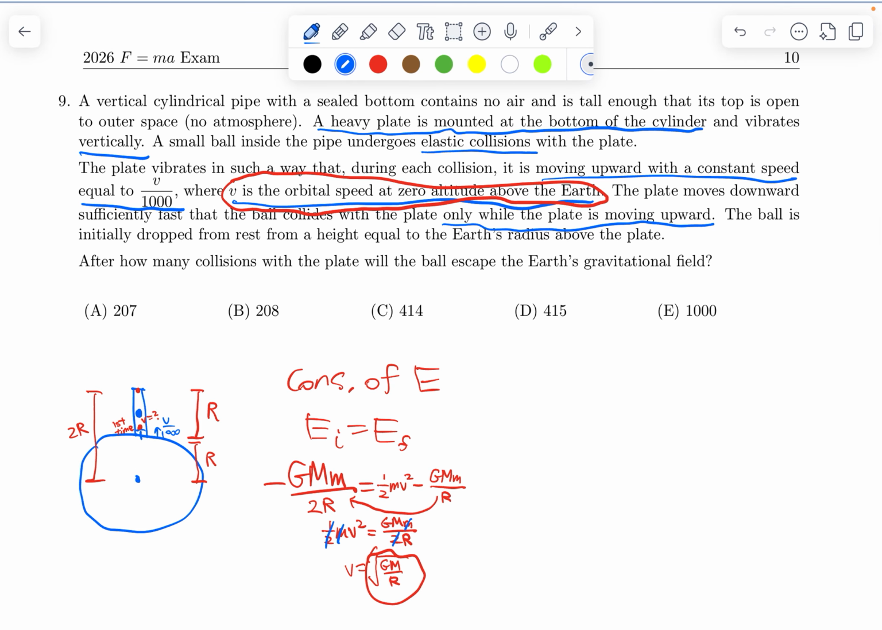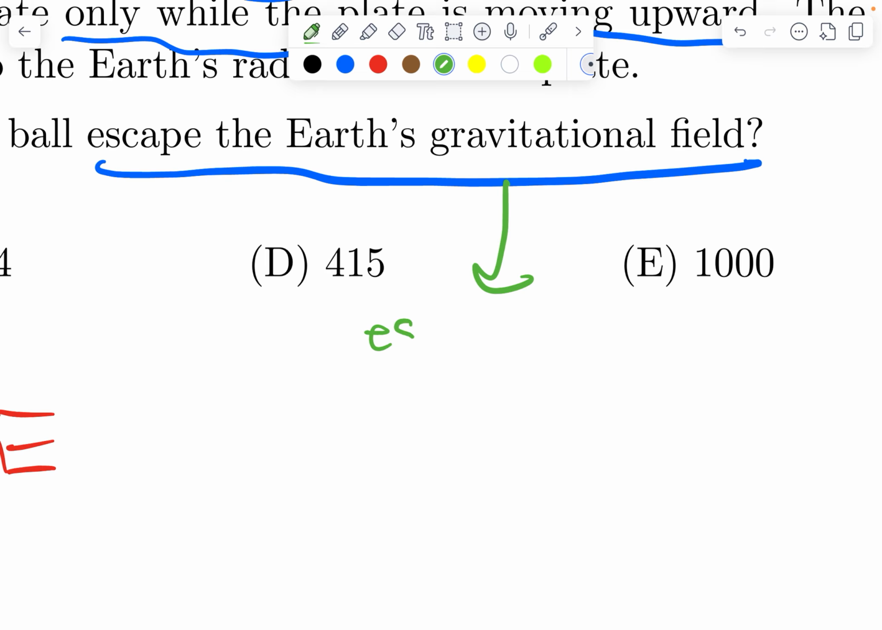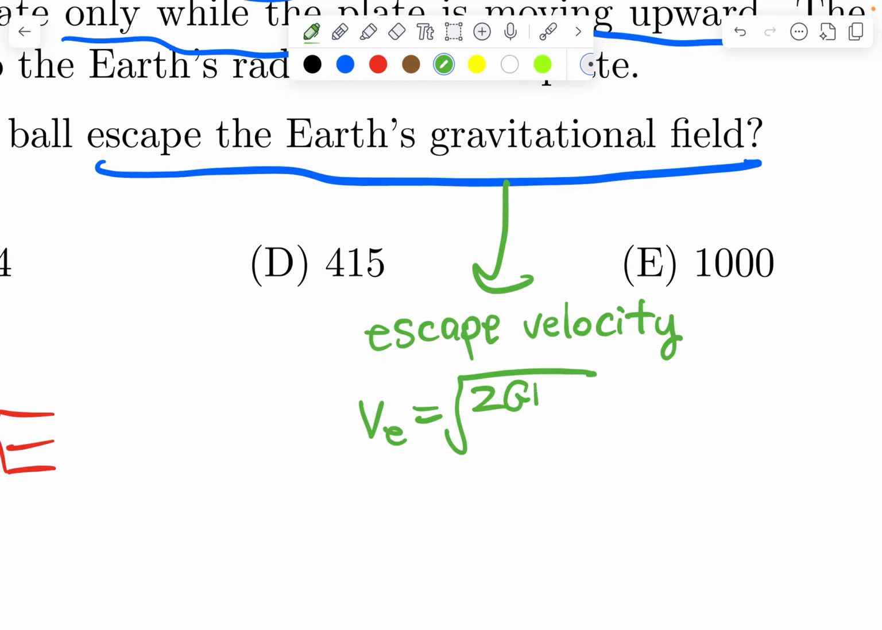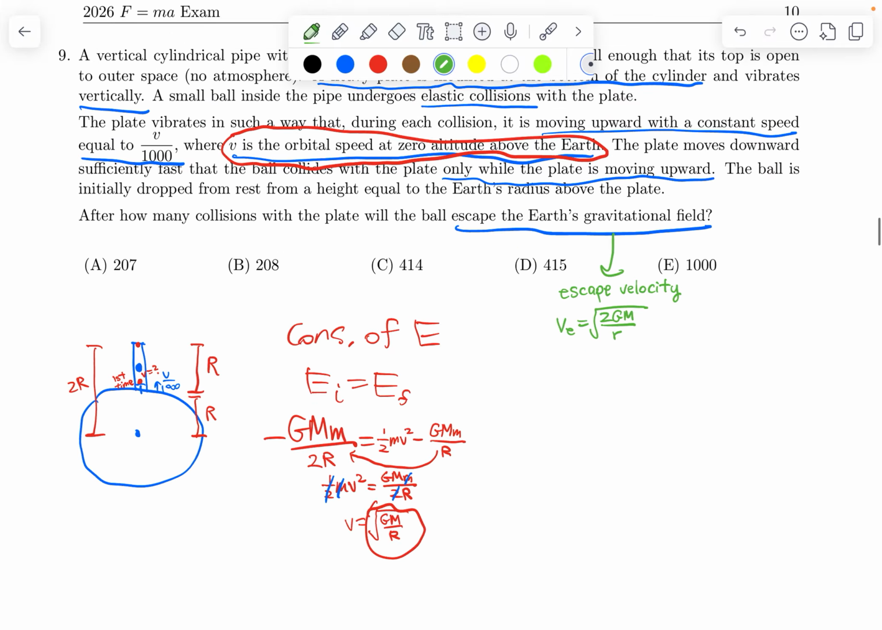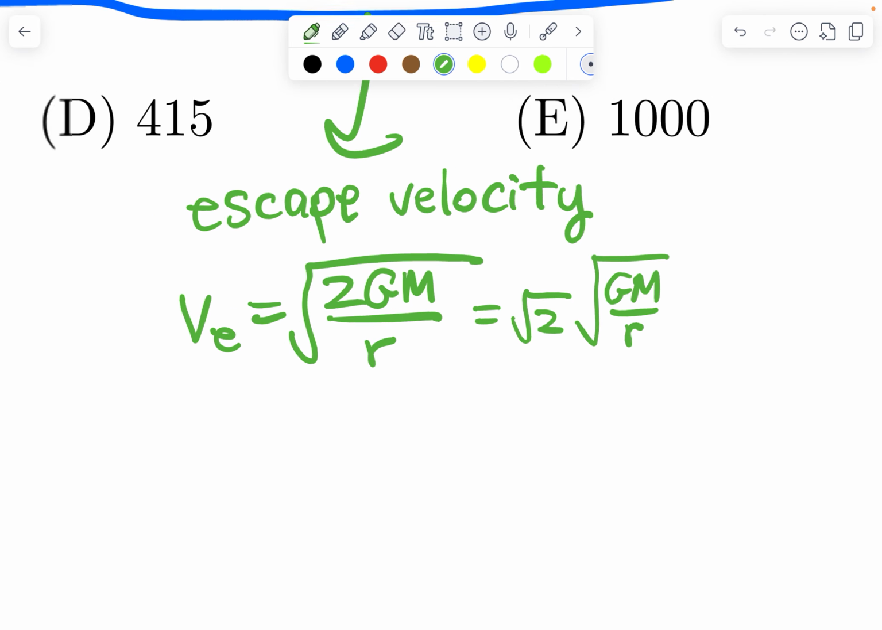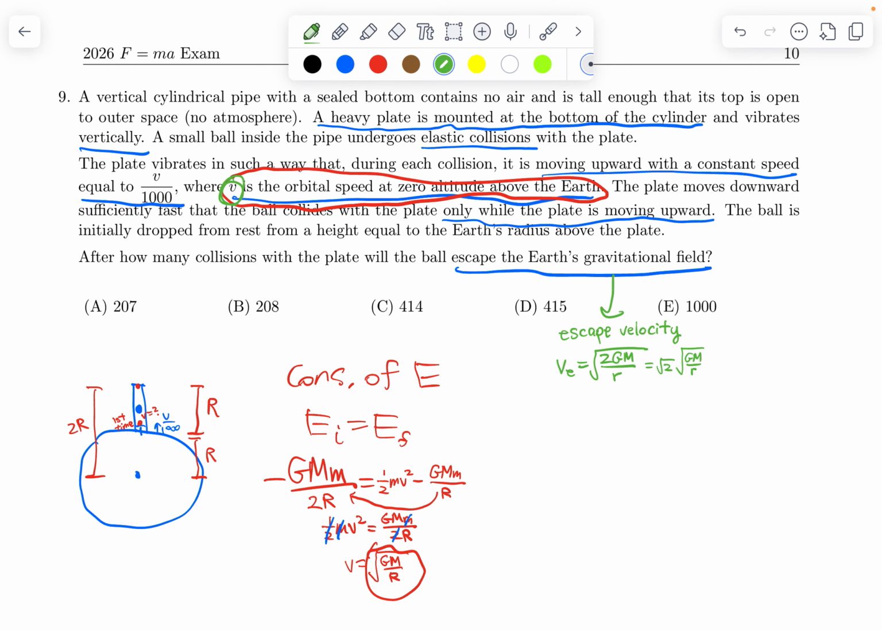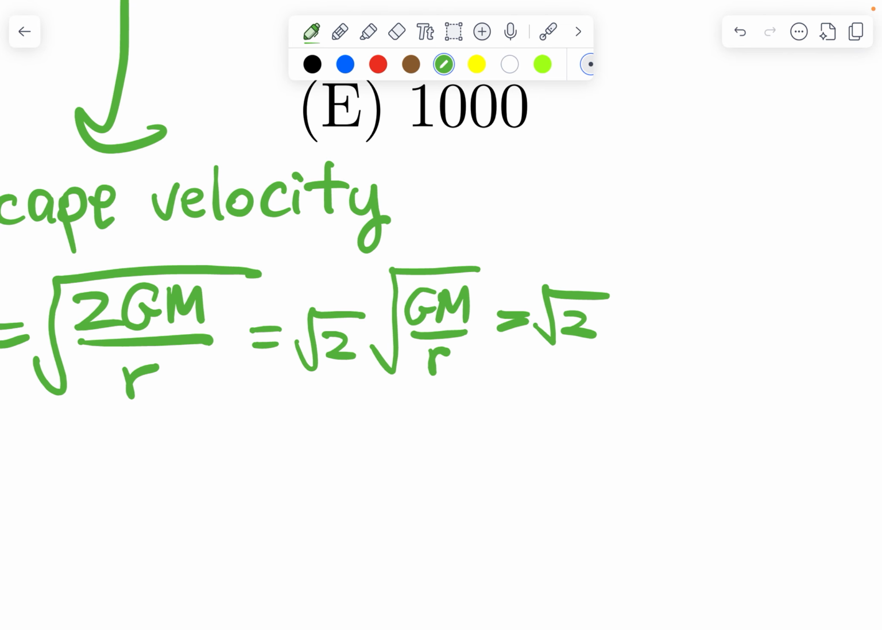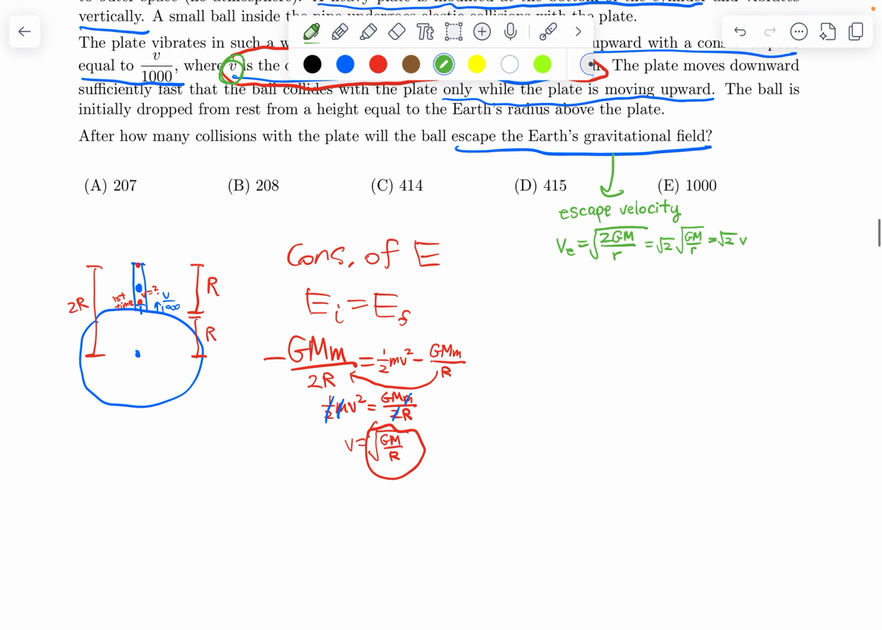So in order to fully escape the Earth's gravitational field, we have to achieve something called escape velocity. The escape velocity formula is given by v_e equals the square root of 2GM over R. And this is also calculated by energy. So that's equal to square root of 2 times square root of GM over R. And the problem defines v as square root of GM over R. So that's going to be equal to square root 2 times v. So we know that initially the velocity is at v, and it ends up being at square root 2 times v. So where does the ball get the extra energy?